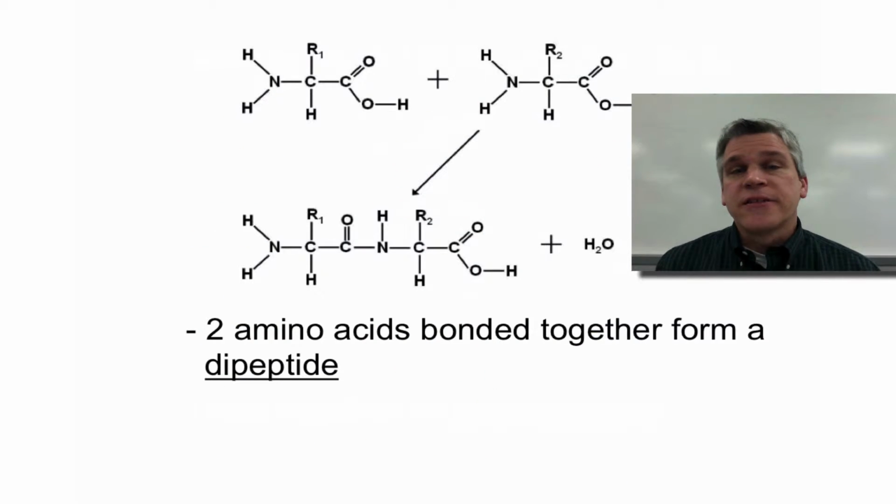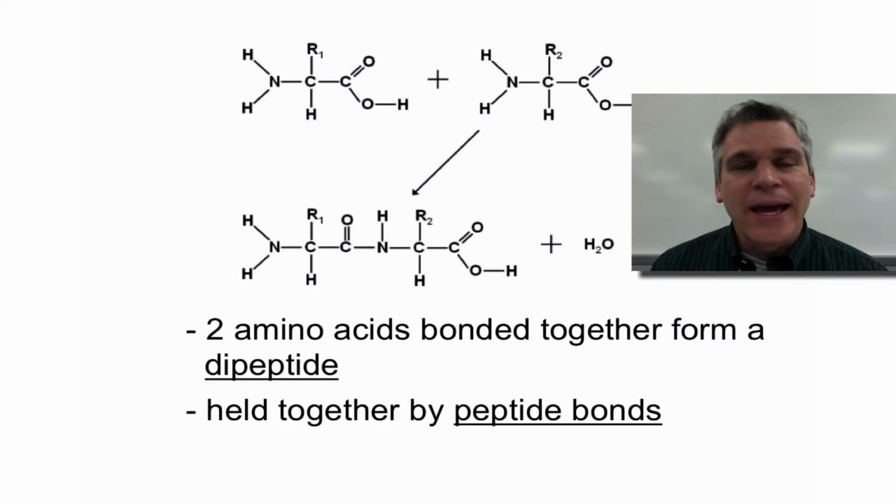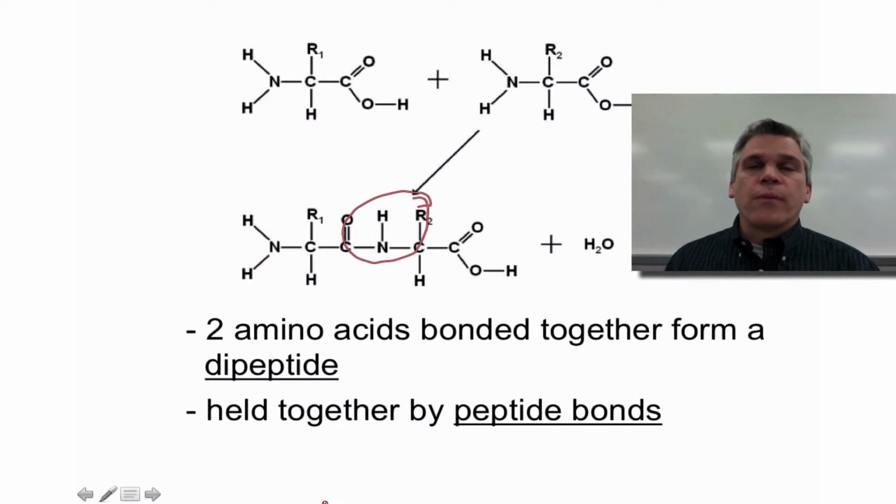Two amino acids that are bonded together will form a dipeptide. Here again we see the Greek prefix di meaning two, pep in this case referring to proteins. Two amino acids being held together. They are held together by a peptide bond. And so we can see right in here the amine group from one amino acid and the acid group from the other form that peptide bond.